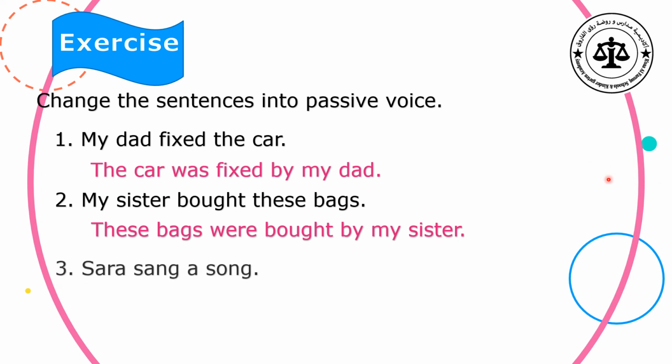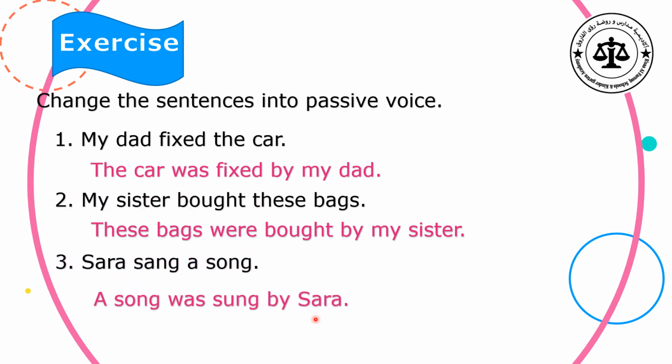Sentence number 3. Sarah sang a song. Sarah is the subject, excellent. Sang, verb 2, a song, object. Let's change it to passive. We should start our new sentence by a song, excellent, was sung by Sarah. A song was sung by Sarah.